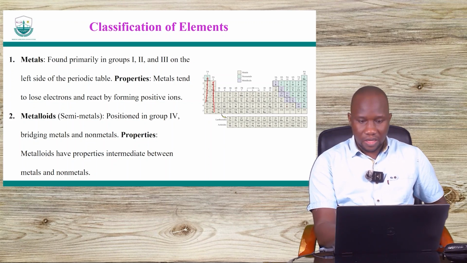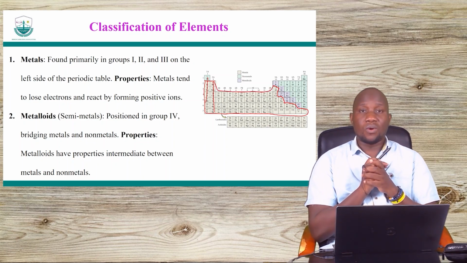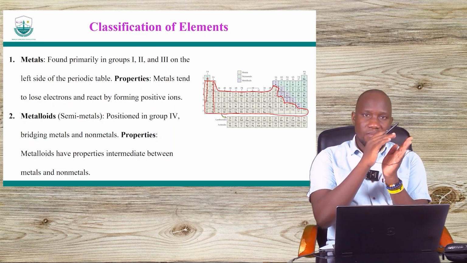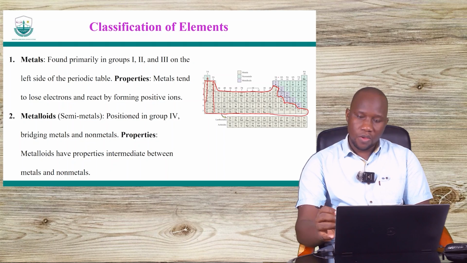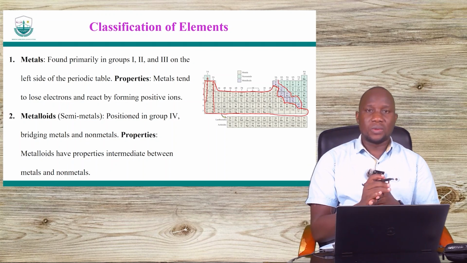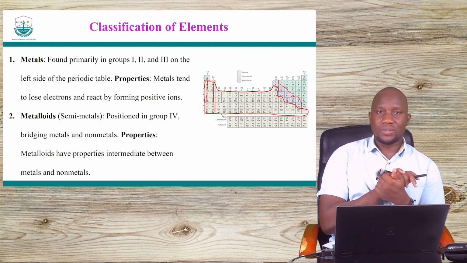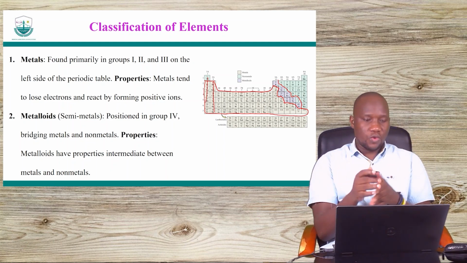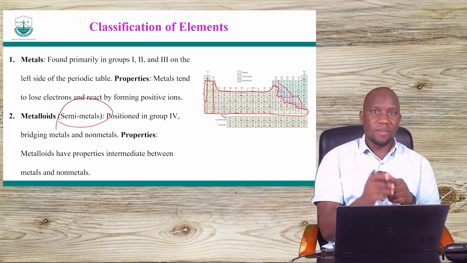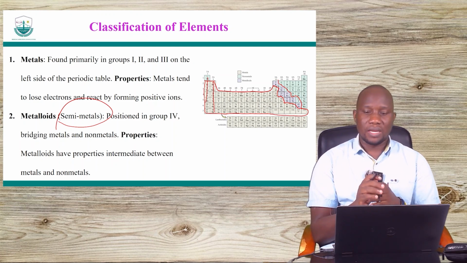Okay, these are all metals here. Those are all metals. But in between the metals and the non-metals, we have what we call metalloids. These ones are metalloids. They are not metals and they are not really completely non-metals. Okay, they're just in between. We can call them semi-metals. Okay, they have properties that are in between the non-metals and metals.